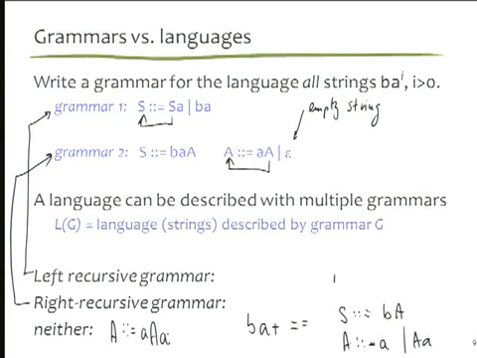All we need to say is, well, let me call this A prime to distinguish it, and S is B A prime, or BA, or this should be epsilon also. And yeah, I think that's it, right? So now it can generate both odd and even number of A's following B, and it is neither right nor left recursive.